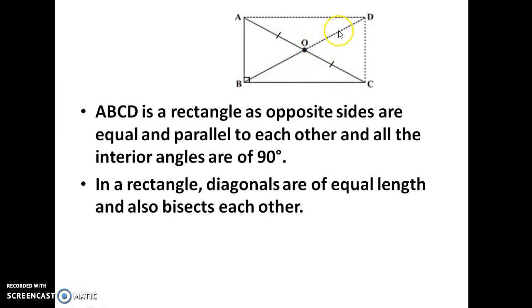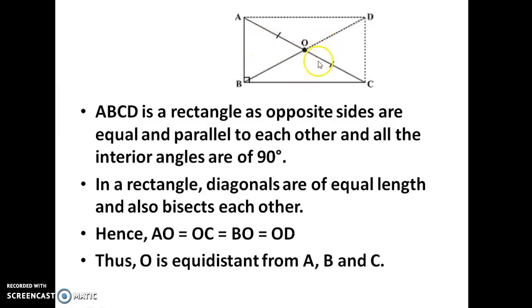So these two diagonals are there, no? This AC and BD, they are of equal length and they bisect each other. So we can say AO is equal to OC and BO is equal to OD. Why? Because diagonals are of equal length and they are divided into two equal halves. So all these four lines, this line, this line, this and this, all four are of equal length. Thus, O is equidistant from A, B and C.